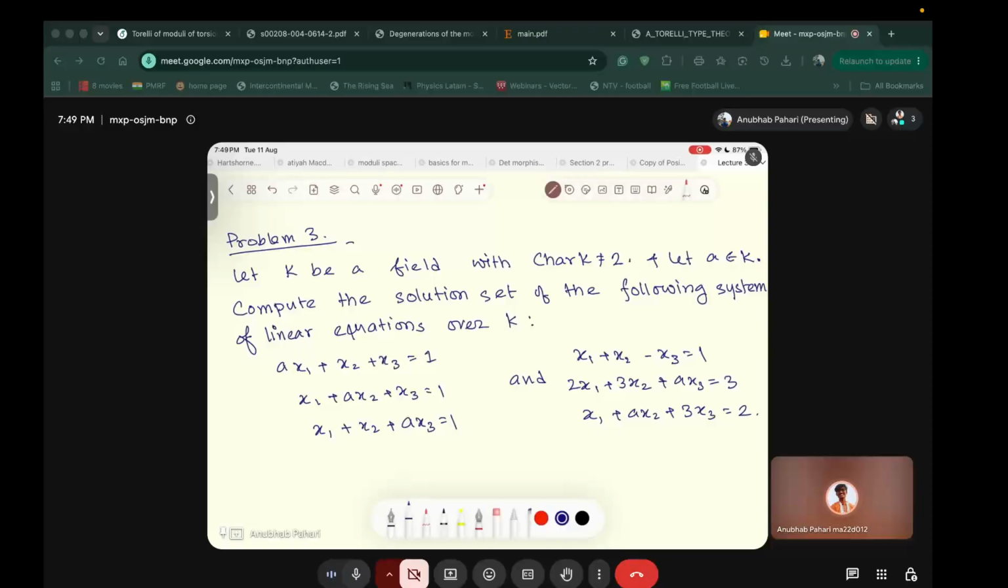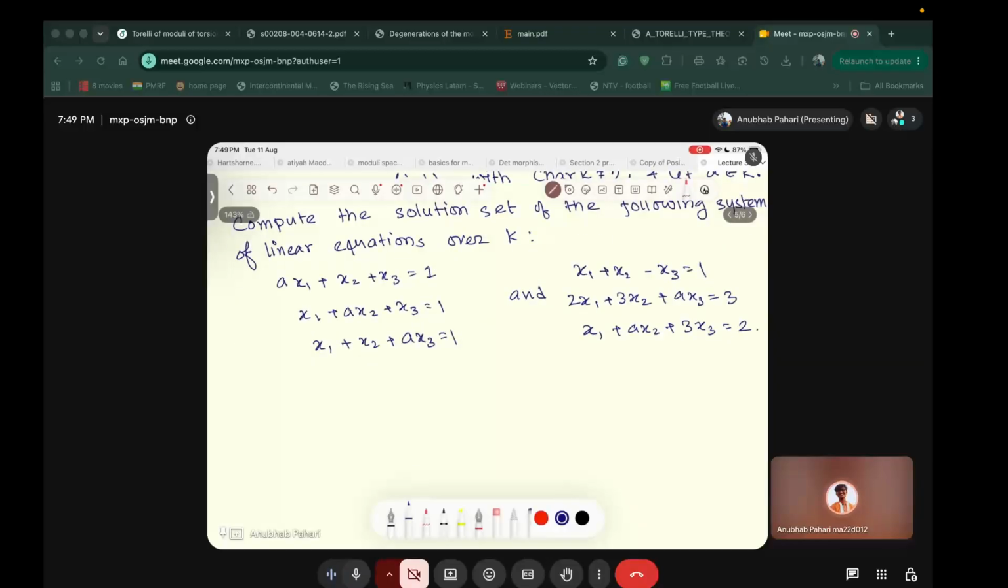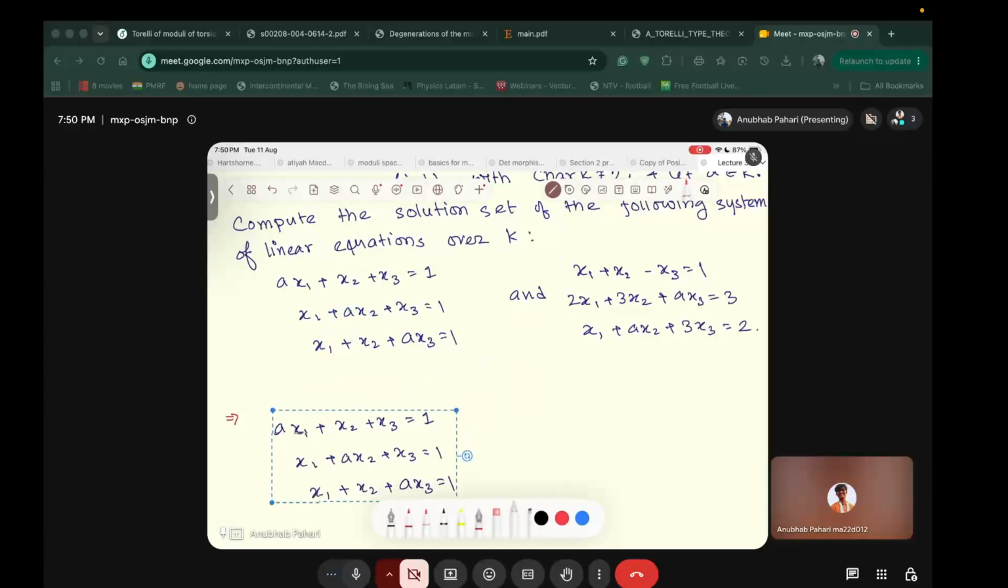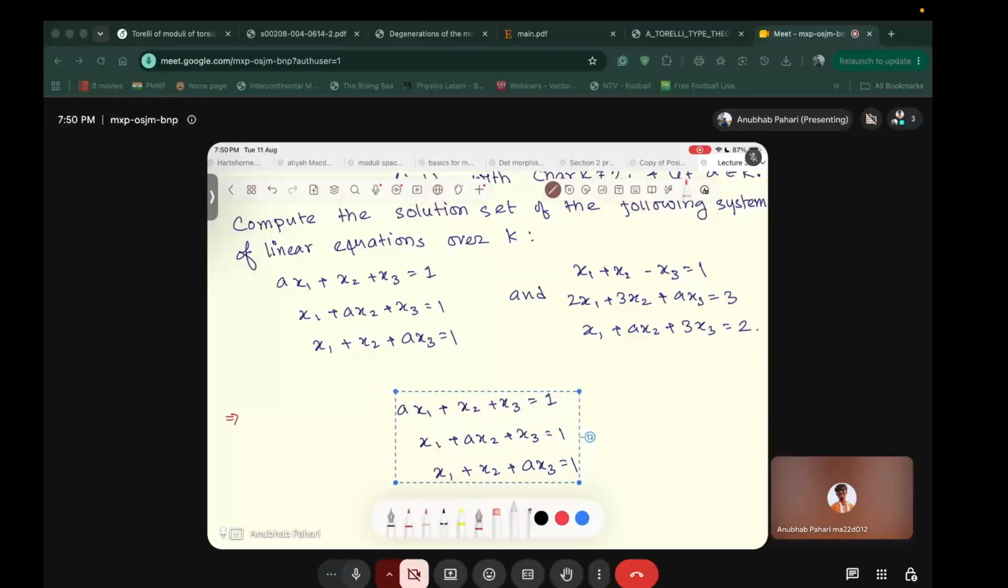So let us start solving. There are two systems. Let us first work with the first system, this one. I will copy it. Okay, so this is our first system.